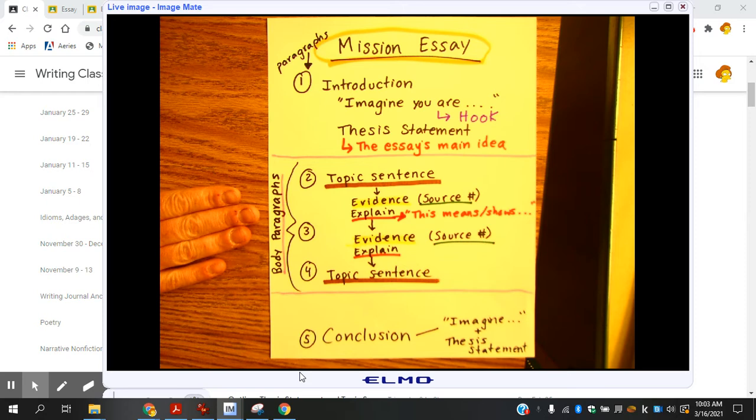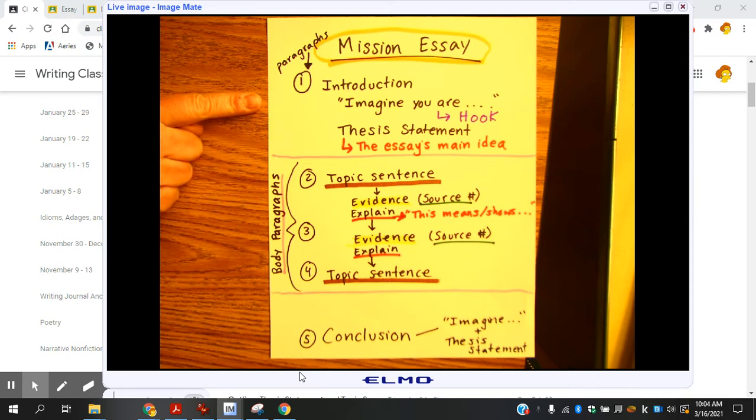Our introduction and conclusion we wrote together in class on Monday, yesterday. We already had a thesis statement in that box, so your job was to type in what you wrote in class in front of the thesis statement in the introduction, and then again in the conclusion. The last sentence in your introduction is your thesis statement, which is the essay's main idea. The last sentence in the entire essay is your thesis statement, which is your essay's main idea.